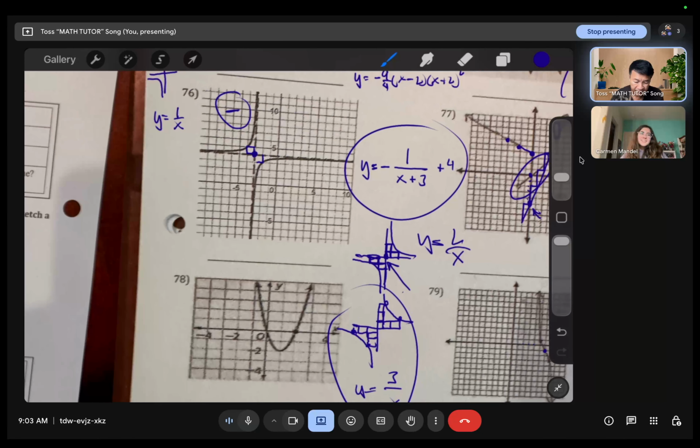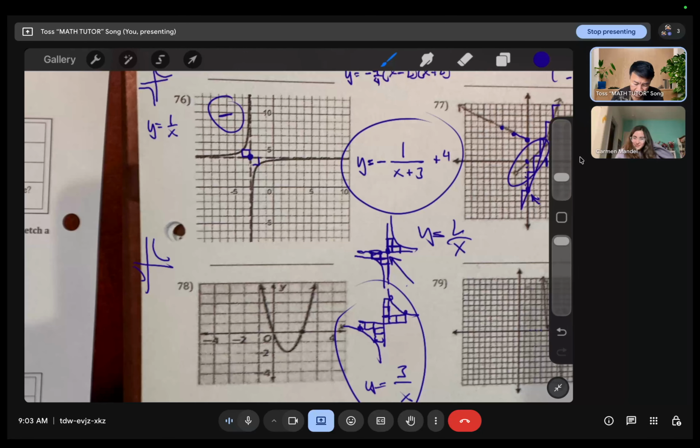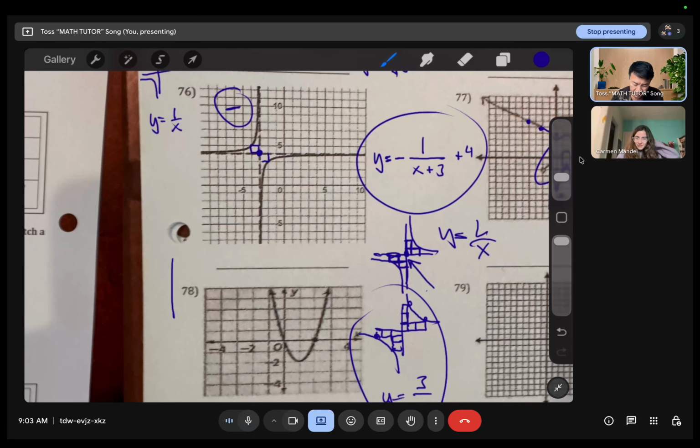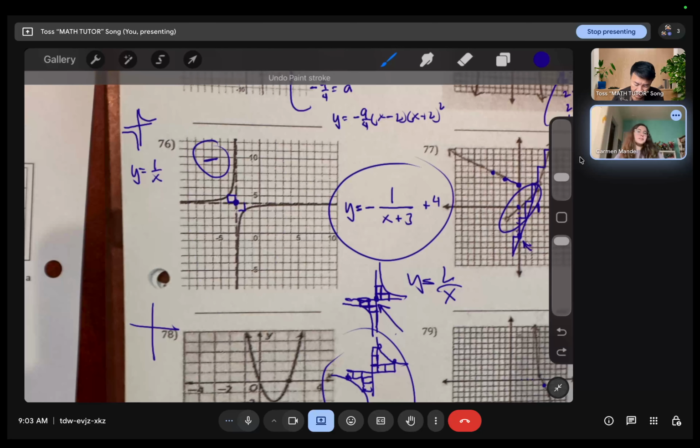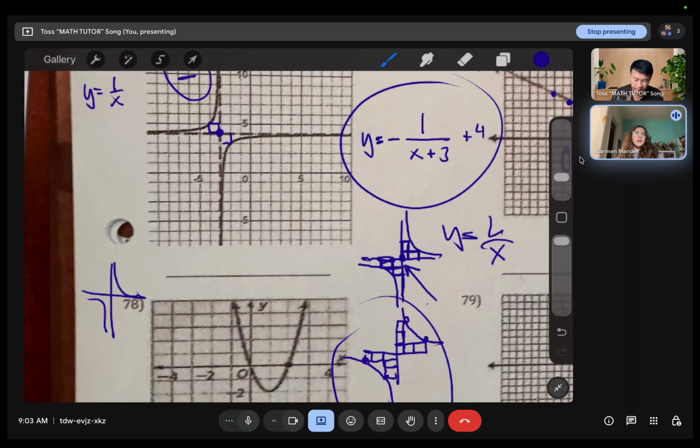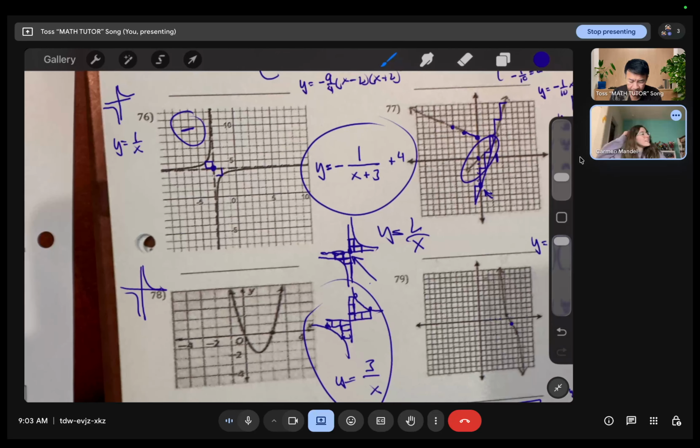The parent function of this one will always face this way. So be careful with this one. This is a negative. The parent function is flipped, and I was like, oh wait, never mind, it's not.